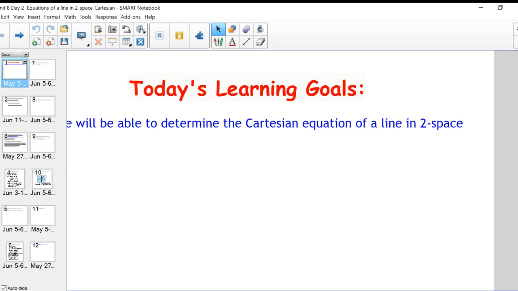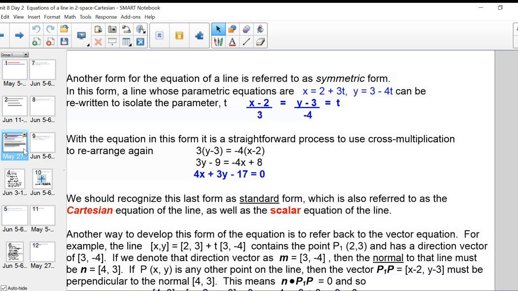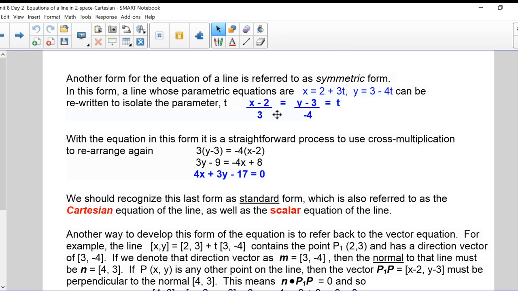All right. So here's what that looked like yesterday. I'm doing a bit of review now. We took an equation that looked like this: x equals 2 plus 3t. These are the parametric equations. We isolated them to make them symmetric like this, set them both equal to t and then made them equal to each other. We cross multiplied and this is what we ended up with. Okay. All right. So next page.